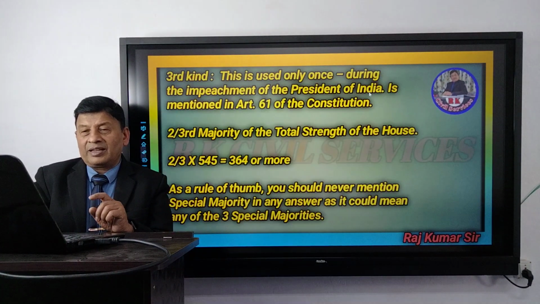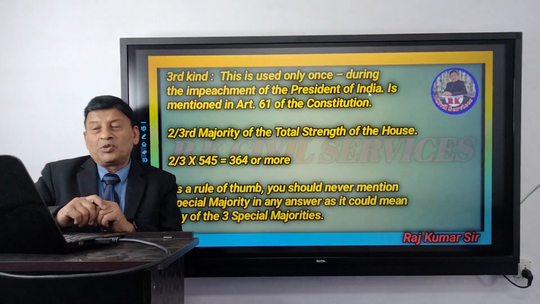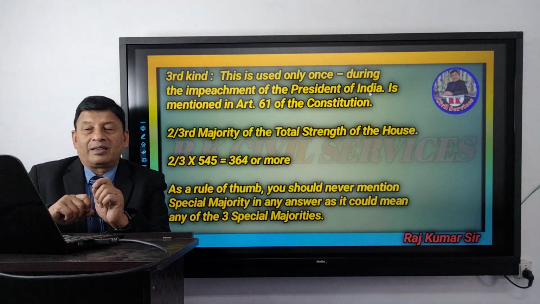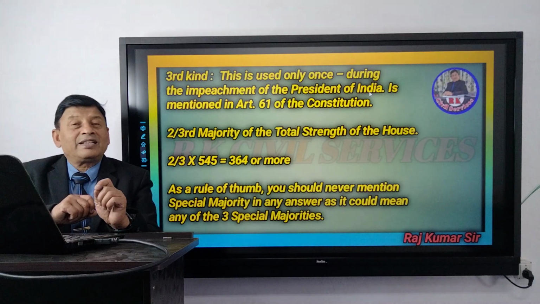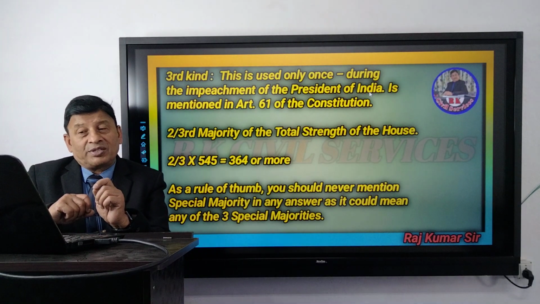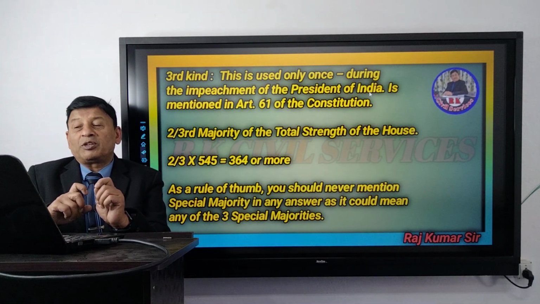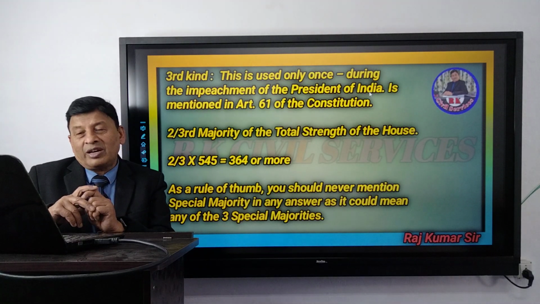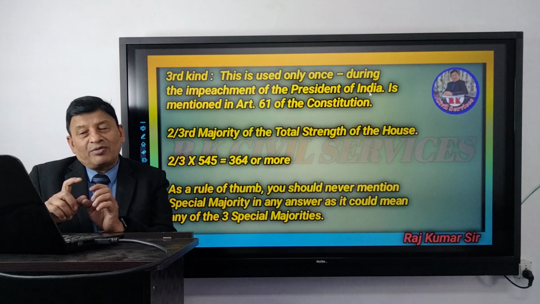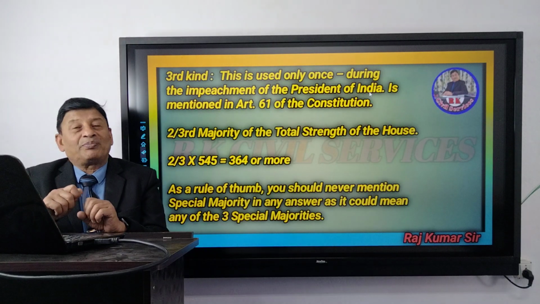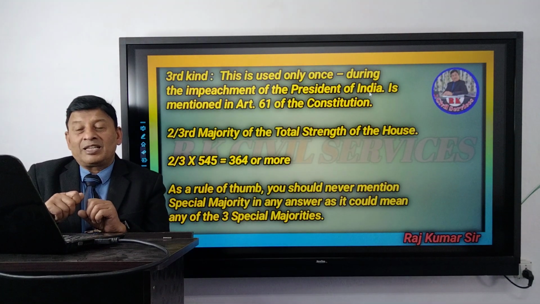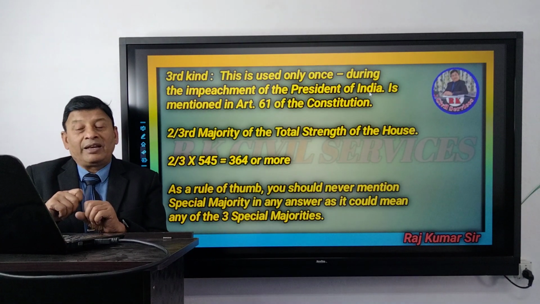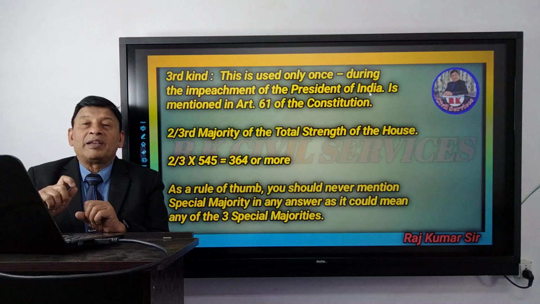Now come to the third kind. This is used only once, during the impeachment of the President of India, right? It is mentioned in Article 61 of the Constitution. 2/3 majority of the total strength of the House, 2/3 multiplied by 545 is equal to 364 or more. As a rule of thumb, one should never mention just a special majority in any answer, as it could mean any of the three special majorities.